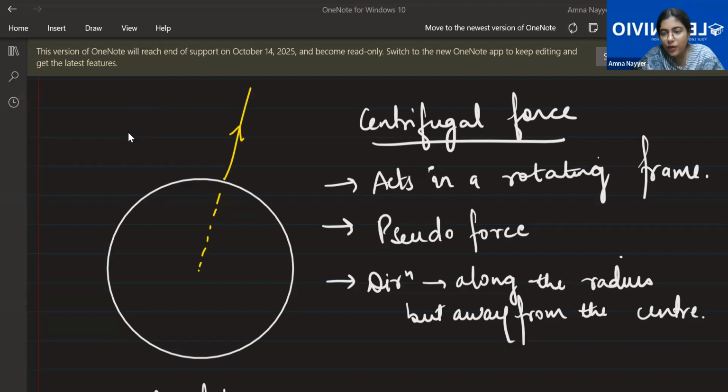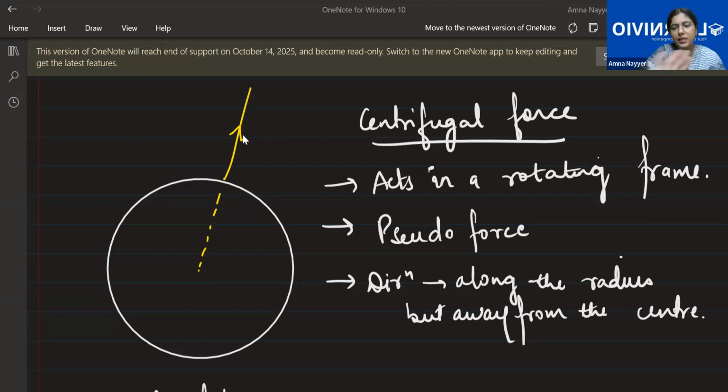See, centripetal force was the force that was acting towards the center, pulling the objects towards the center. Like Earth is rotating, so Earth is not moving out of its orbit because centripetal force is pulling it. And which force is providing centripetal force? Gravitational force. Centrifugal force is the one just opposite. It pushes the body out of the circular track. So that's why we say this is its path, along the radius, but away from the center.